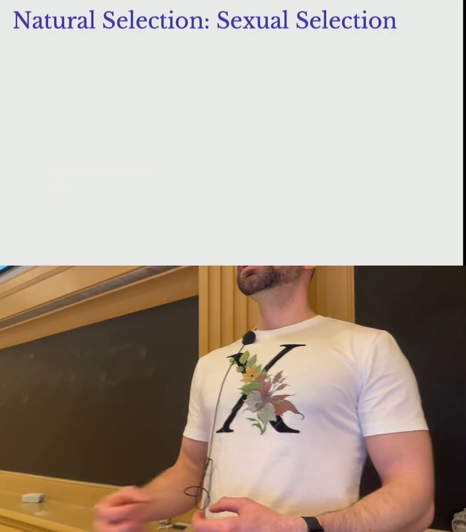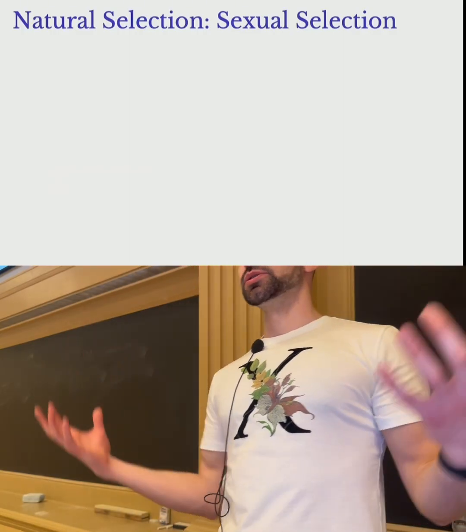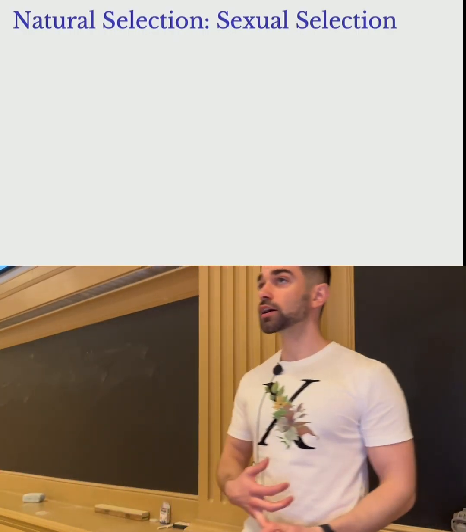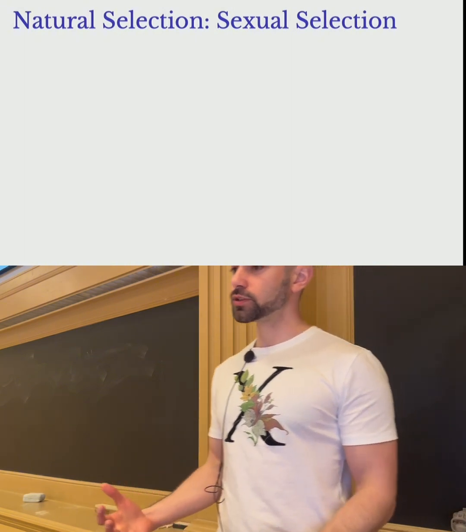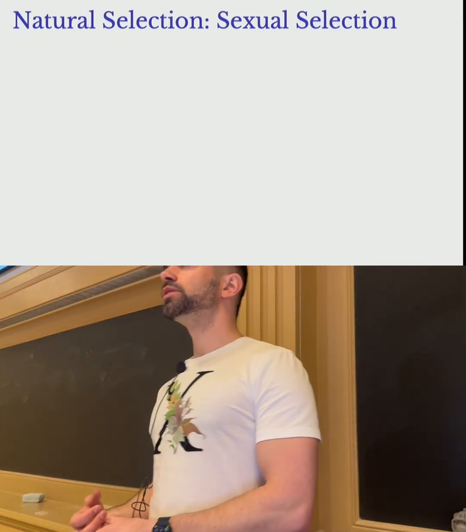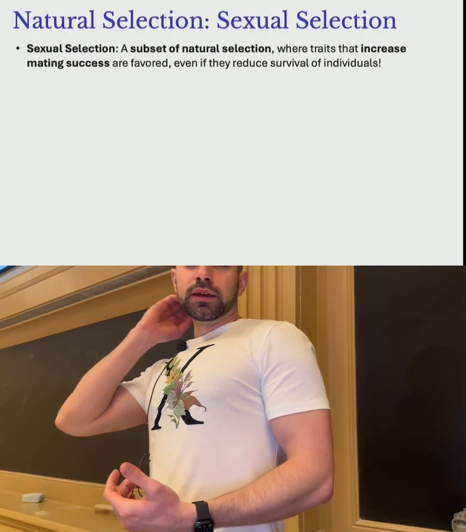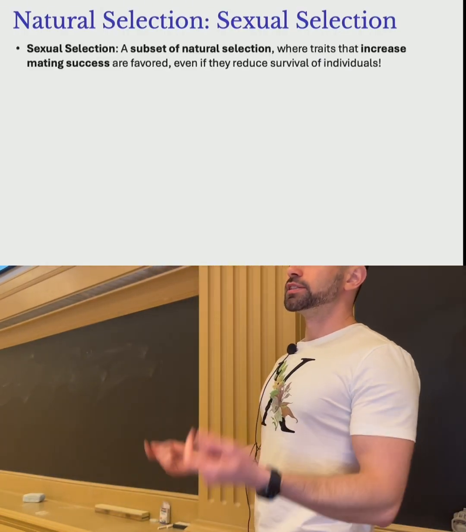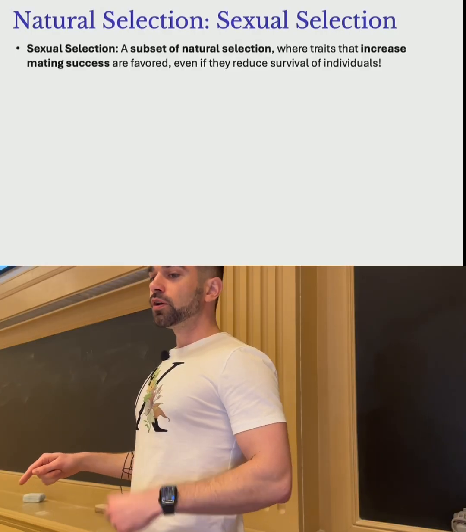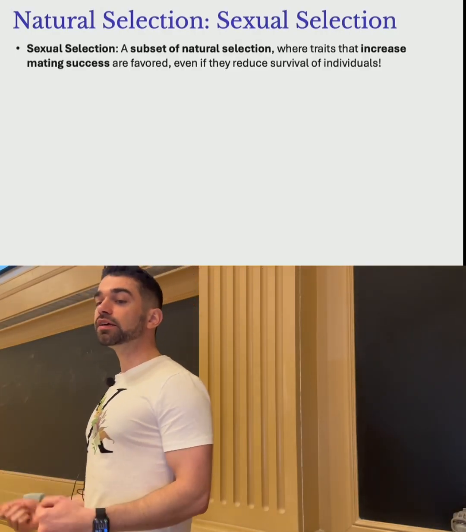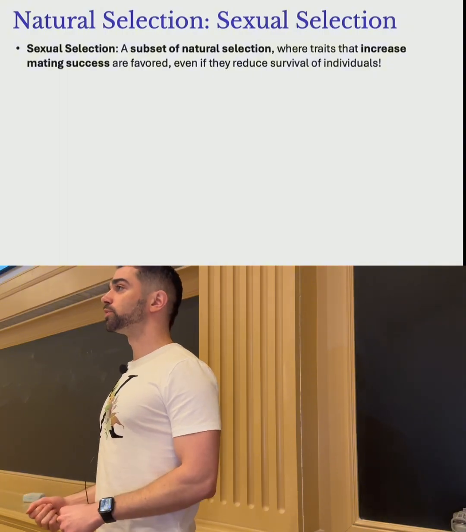So yeah, that was, I guess, natural selection broadly, right? So we talked about predation and environmental factors influencing evolution by natural selection. But you can also have something called sexual selection. So what is that? Sexual selection is defined as a subset of natural selection where traits that increase mating success are favored, even if they reduce the survival of individuals.